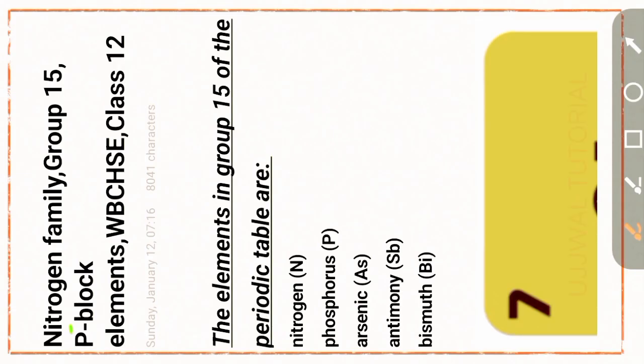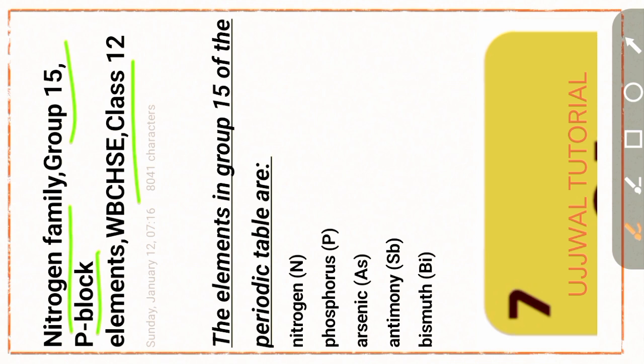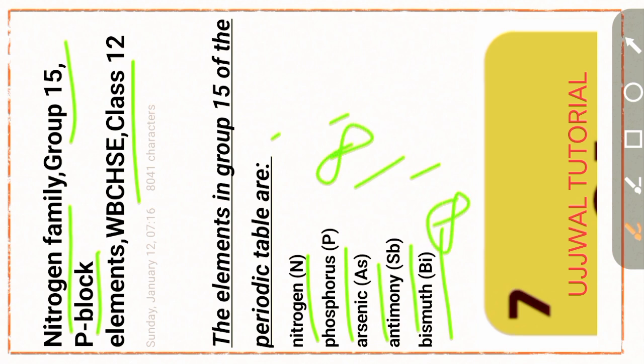My dear viewers, now we discuss the nitrogen family, group 15 p block elements, based on WBCHSE class 12. In group 15, the elements nitrogen, phosphorus, arsenic, antimony, and bismuth follow a pattern in atomic number differences, that is 8, 18, 18, 32.